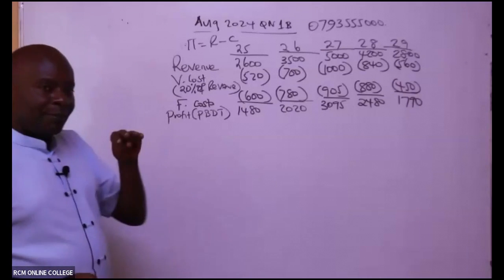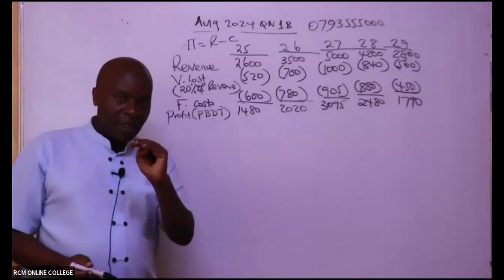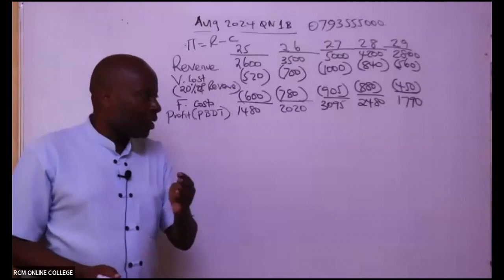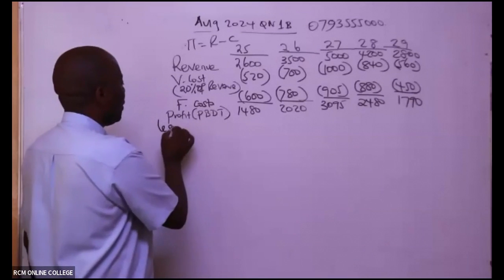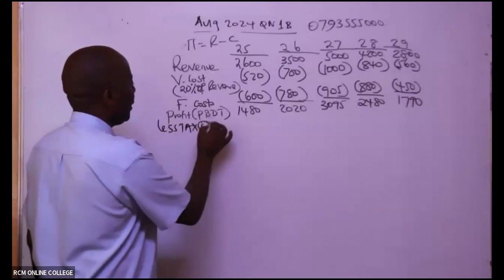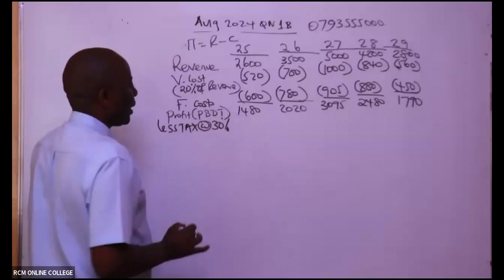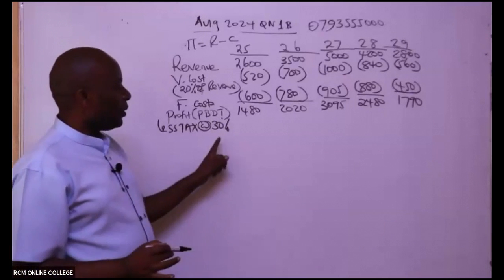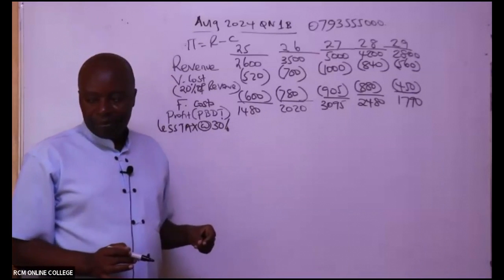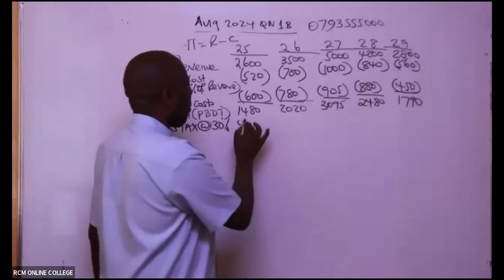Remember, I gave you the format: PBDT, less tax, add depletion tax shield. So come and less tax here. The way it is, you less tax at 30%. So please give me 30% of these figures, each one of them. 444.